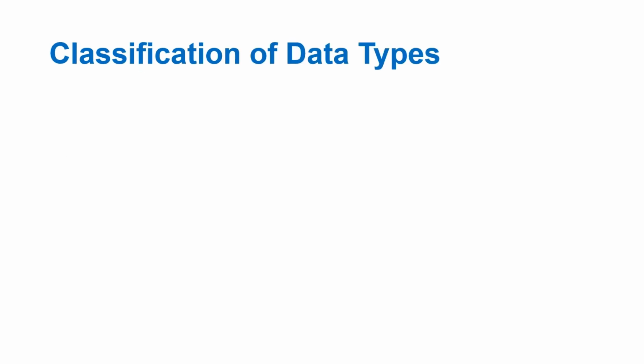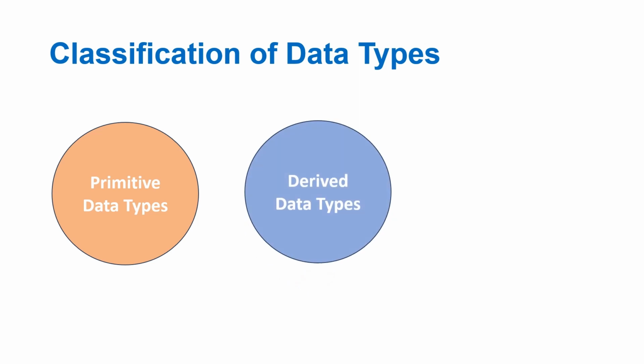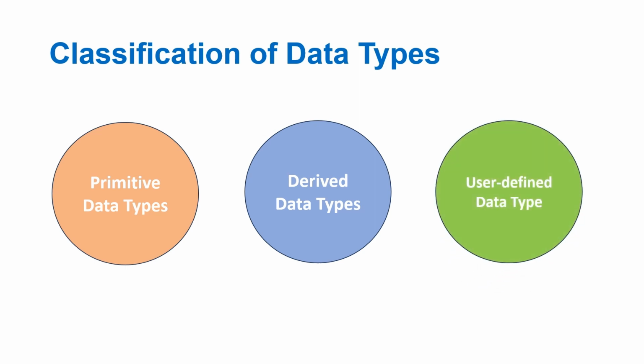In C++, data types can be broadly classified into three categories. First one is primitive data types. These are the fundamental data types that are already built into the programming language itself. Next is derived data types, which are built based on the primitive data types. We will be studying them later. And finally, we have user-defined data types, where users can create their own data types according to their requirements.